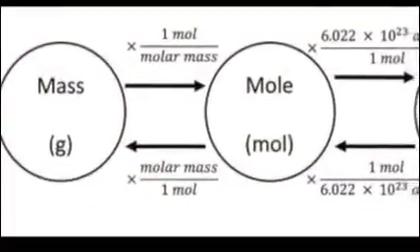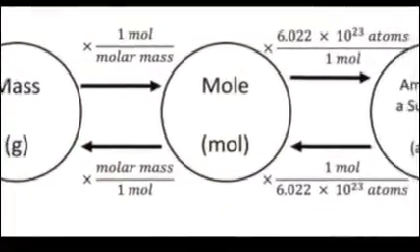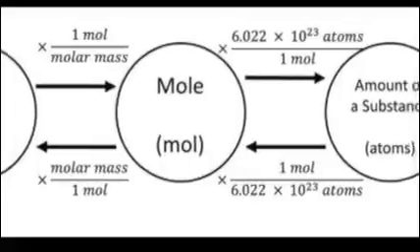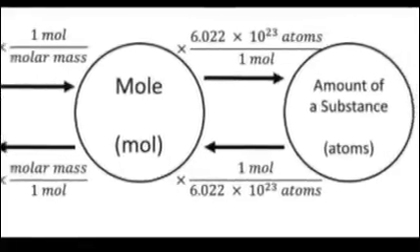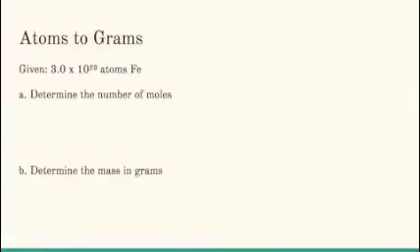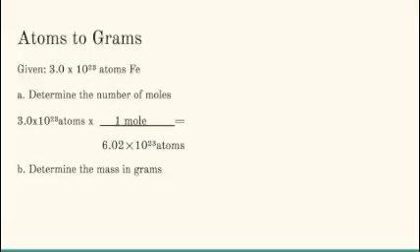Now that we have learned how to convert grams to moles and moles to atoms, we can now convert grams to atoms and atoms to grams. Now let's do an example going from atoms to grams. We are given 3.0 times 10 to the 23rd atoms of iron. The first step is to determine the number of moles. So we take what is given, which is the 3.0 times 10 to the 23rd atoms, and we're going to divide it by Avogadro's number, 6.02 times 10 to the 23rd atoms.